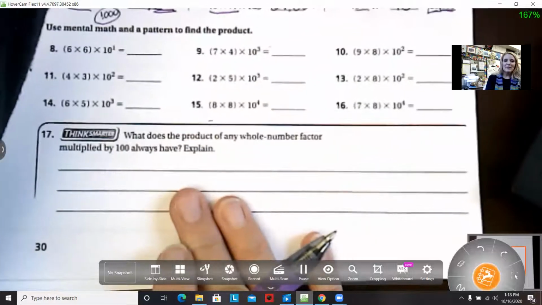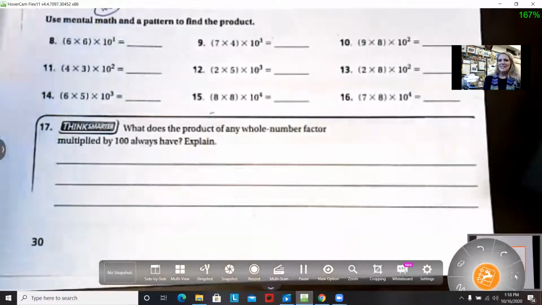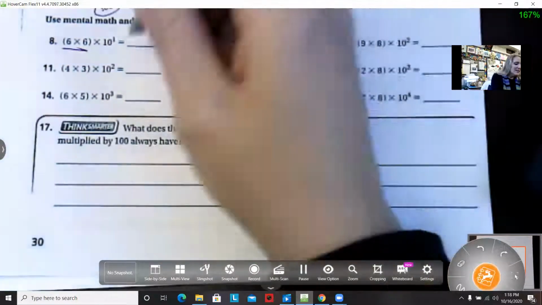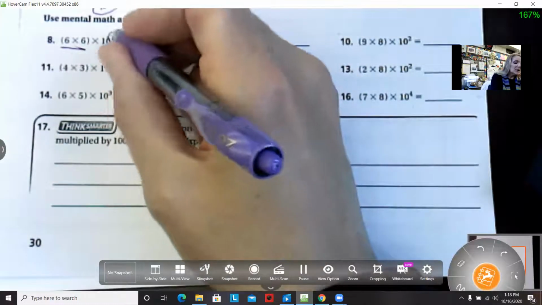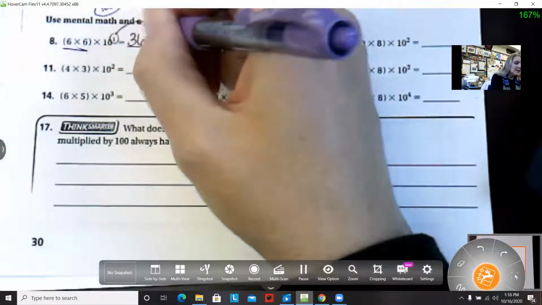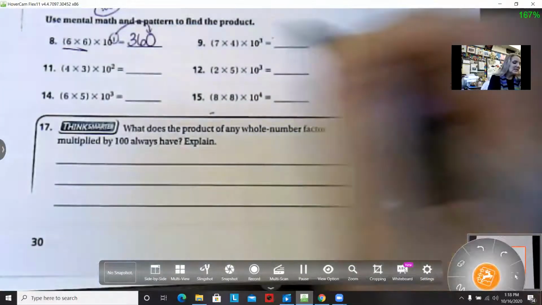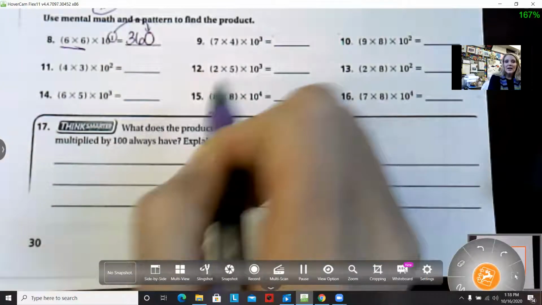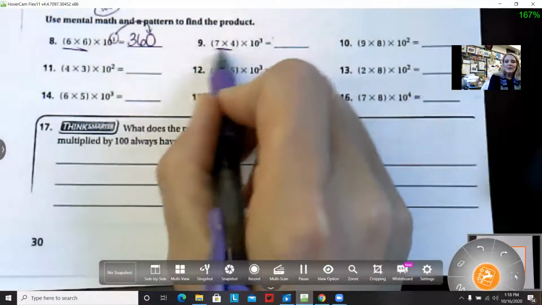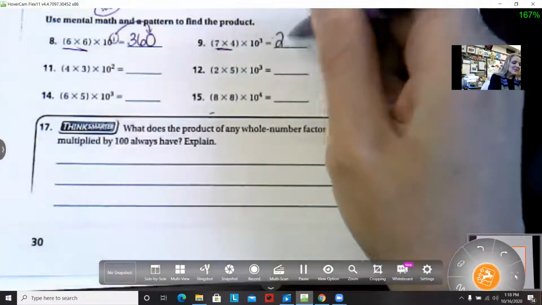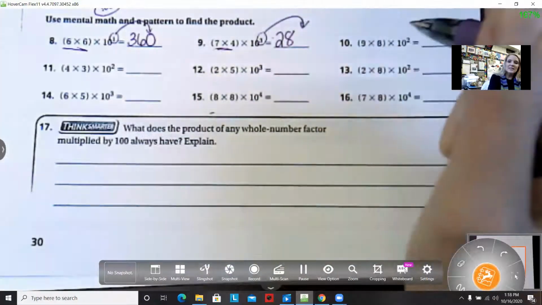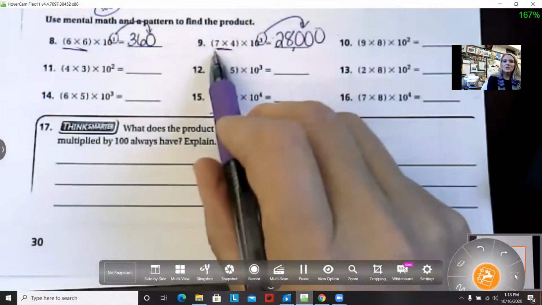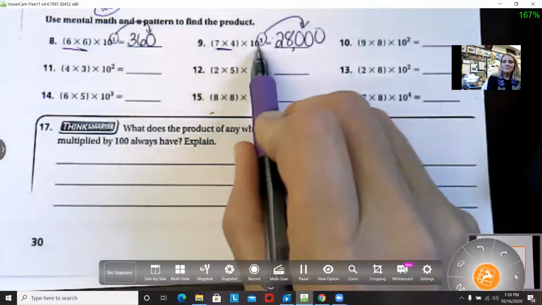All right, use mental math and a pattern. So that just means count how many zeros you have to stick at the end. 6 times 6, a doubles fact, 36. Times 10 to the first power means I add how many zeros there? Only 1. So 360. This would be 36 times 10. And of course, it's 36 with 1 zero at the end. Across to number 9, 7 times 4. I love when we know our math facts. 28. And add how many zeros to the end? 3. So 28,000. That would be 28 times 1,000.